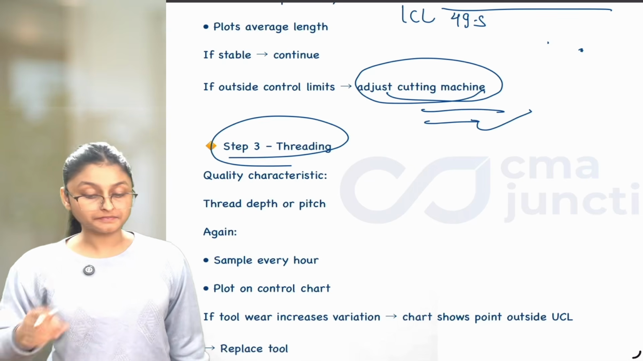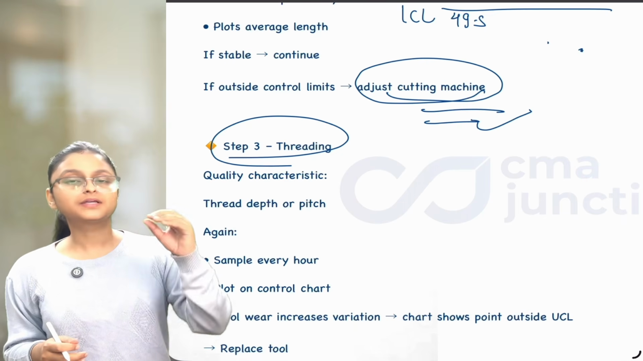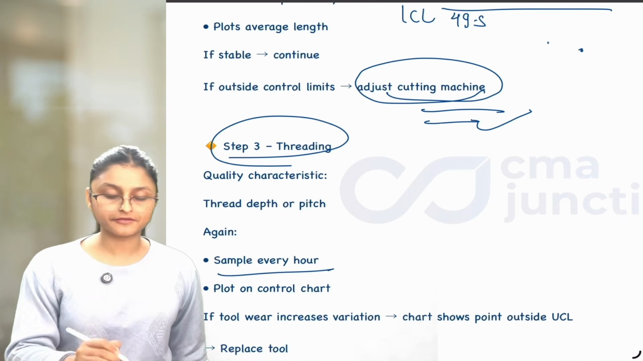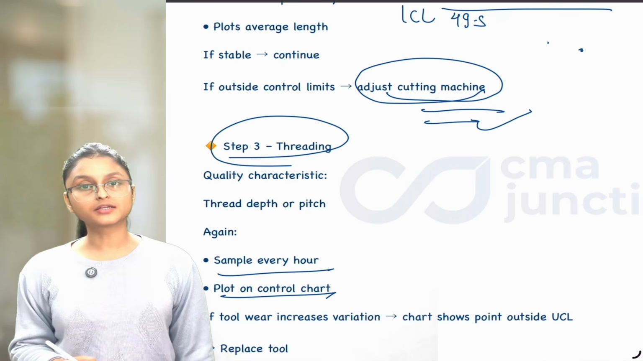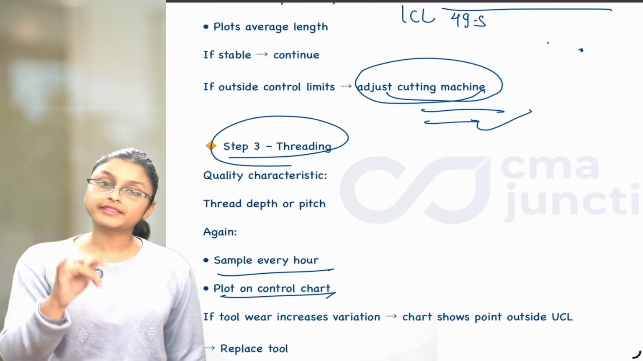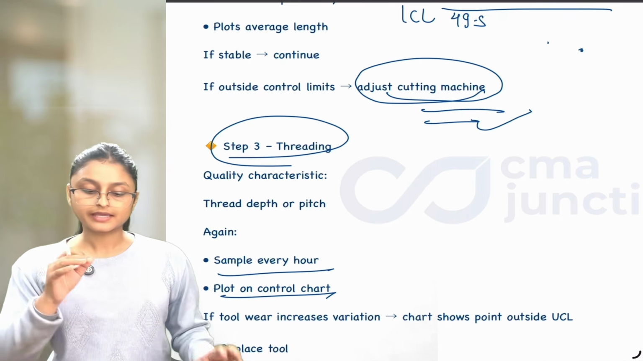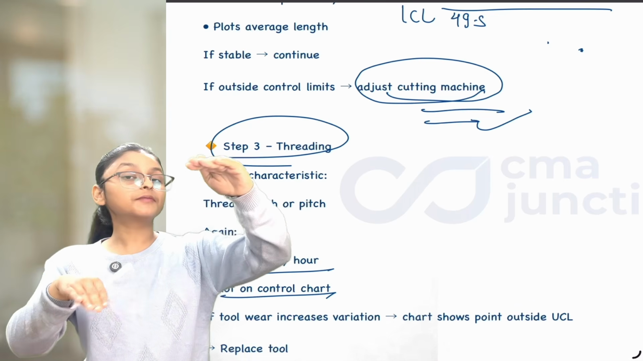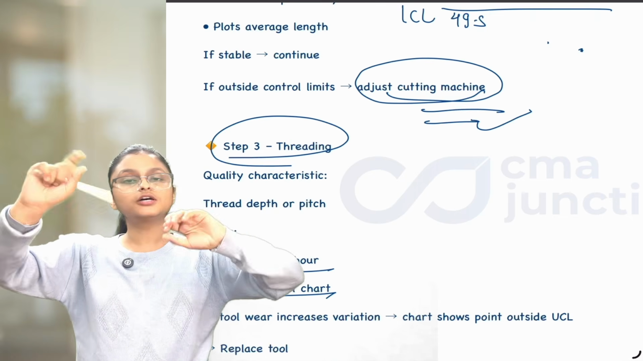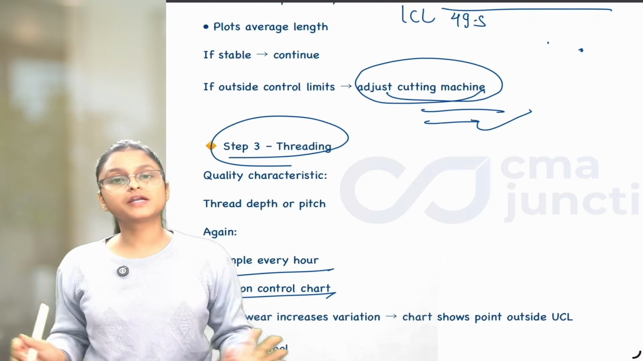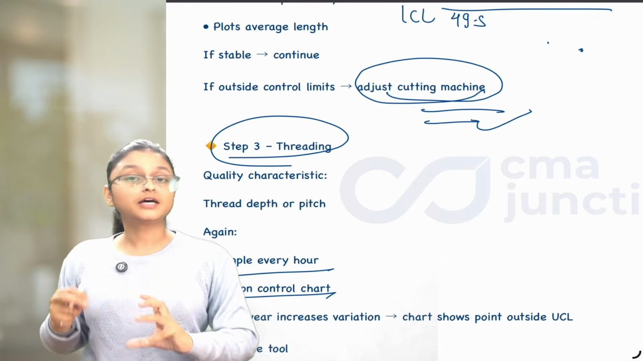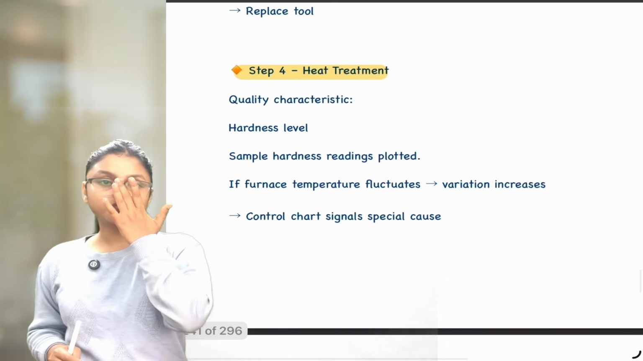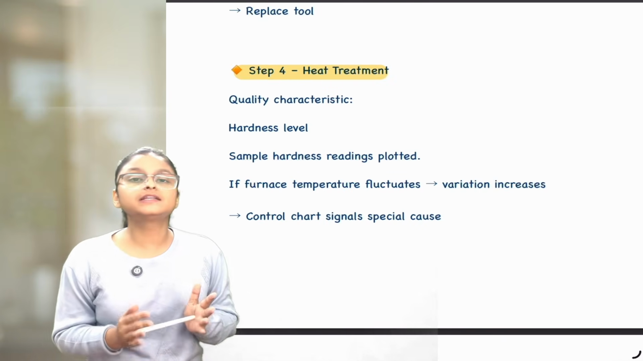Now for threading, it matters how much depth it has and what its pitch is. So we will take a sample every hour and plot it on a control chart. We'll also set the limits and then plot the samples on the control chart and check if the variation is normal, between our upper control and lower control limit, good enough. But if it goes outside those limits, then there is a need to check that particular process. Done.